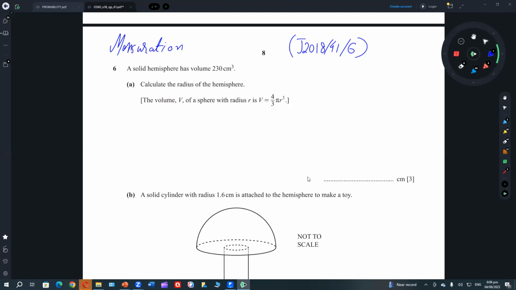A solid hemisphere has volume 230. Calculate the radius of the hemisphere. Now he talks about hemisphere, which means half a sphere, like a soup bowl. A soup bowl is a good example of a hemisphere.